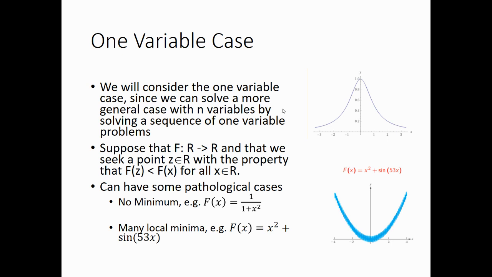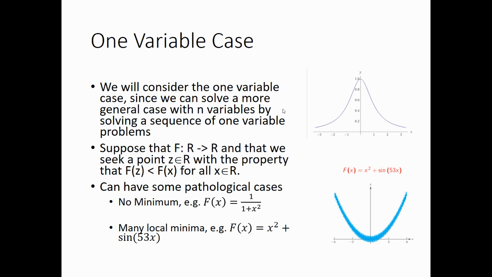We can have some pretty pathological cases here. We can have a case where there's no minimum. For example, the graph at the top is f of x equals 1 divided by 1 plus x squared. There's no minimum there. The curve approaches 0 asymptotically as x goes to positive and to negative infinity, but never quite gets there. So there's actually no minimum. Or even a function like f of x equals x squared plus sine of 53x. That one has a lot of local minima, but it may be hard among all those local minima to find the one that's actually the global minimum.